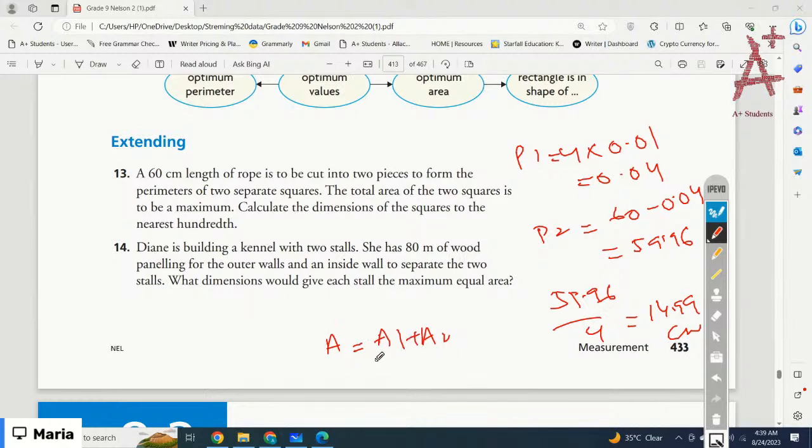So you have to calculate the total area. A1 is 0.01 and A2 is 14.99. Just two calculations and you can calculate the value, right?